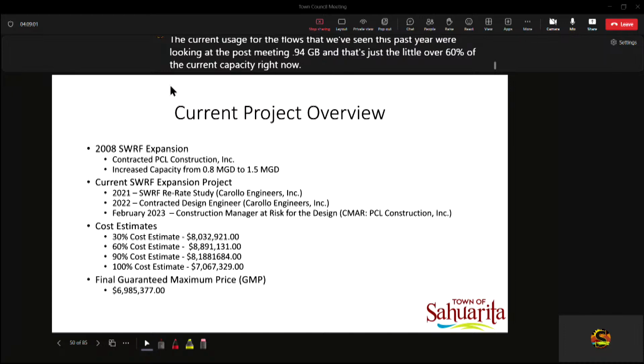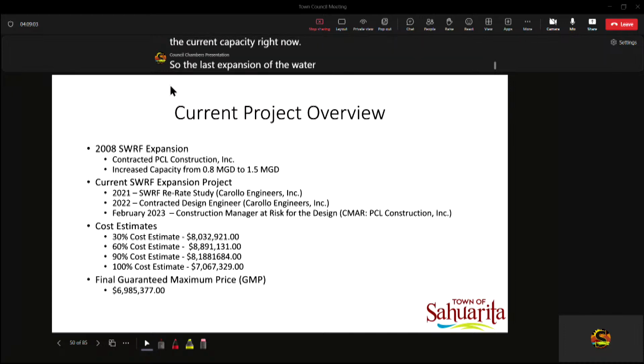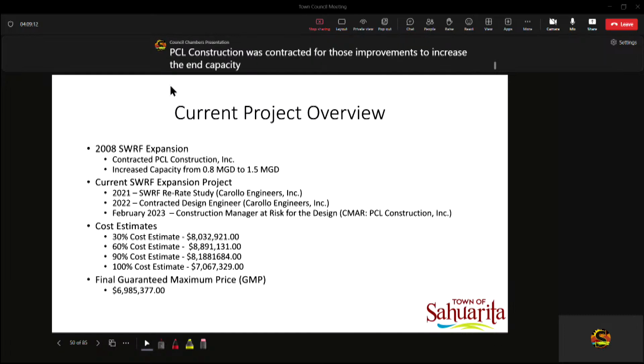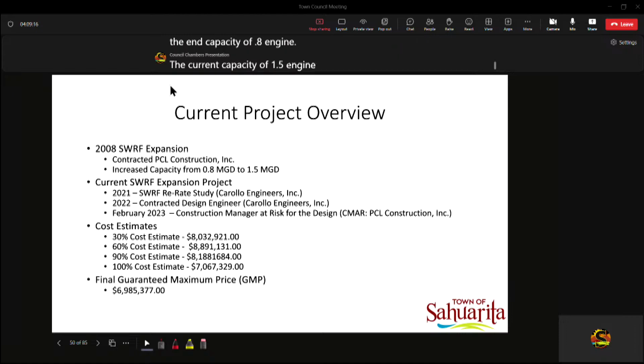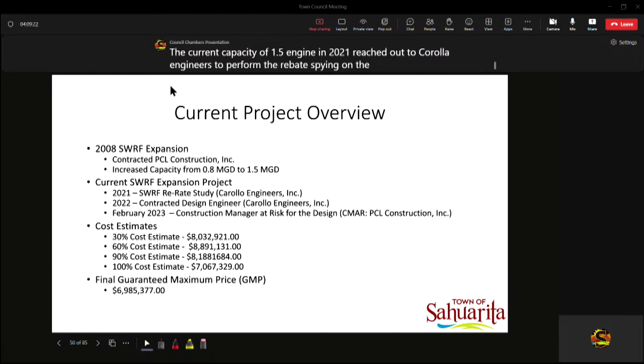So the last expansion of the water reclamation facility was in 2008. PCL Construction was contracted for those improvements to increase the then capacity of 0.8 MGD to the current capacity of 1.5 MGD. In 2021, we reached out to Carollo Engineers to perform a re-rate study on the water reclamation facility.